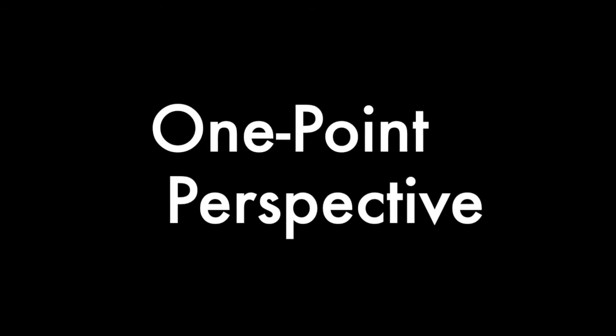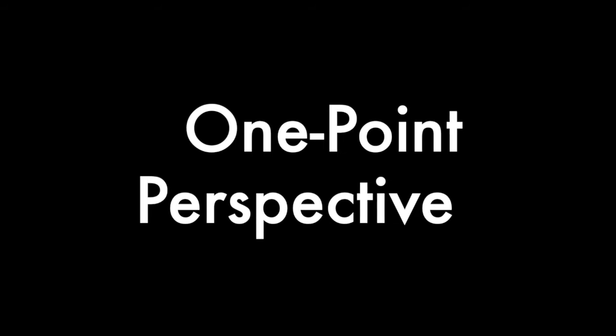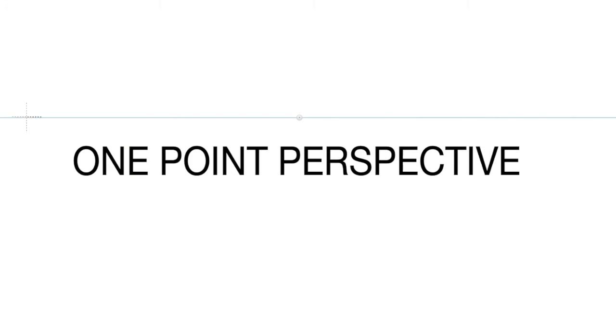In this lesson, we'll take a look at the basics of one-point perspective. The first step with one-point perspective is to draw a horizontal line across your page. We'll call this the horizon line. Next, we'll make a mark on this horizon line, and we'll call this a vanishing point.